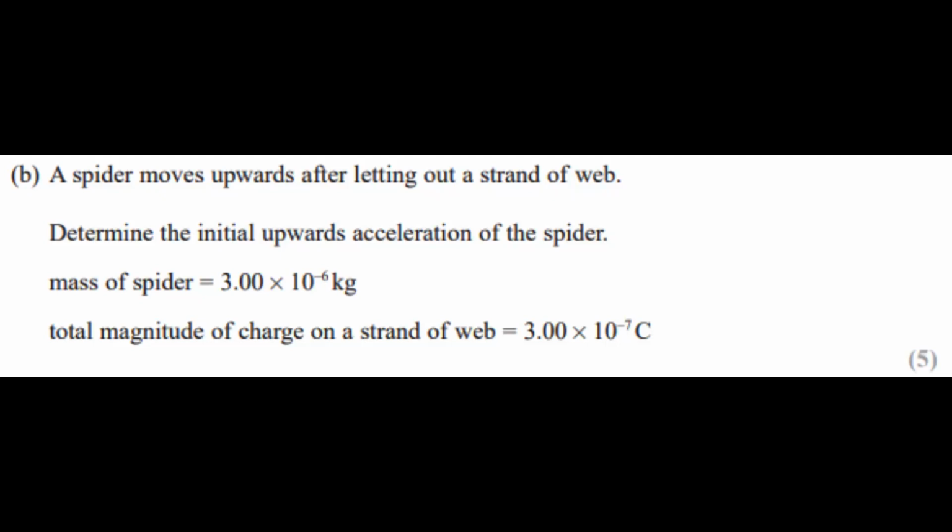Okay, so we have been given a question right here. A spider moves upwards after letting out a strand of web. Determine the initial upward acceleration of the spider. Mass of the spider is 3 times 10 to the power minus 6. Let me write it down.